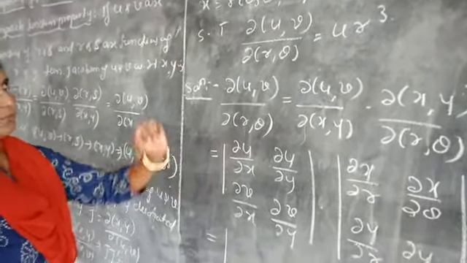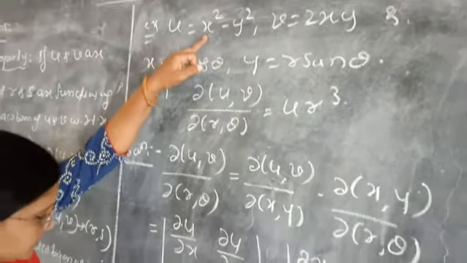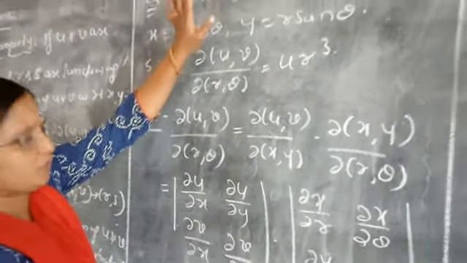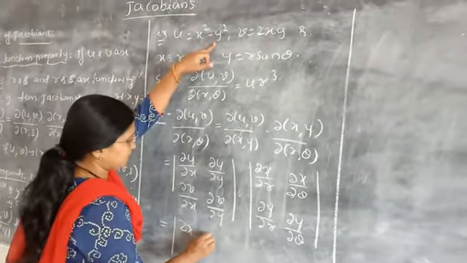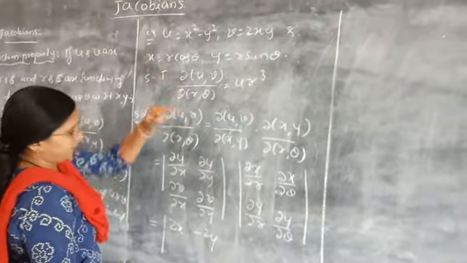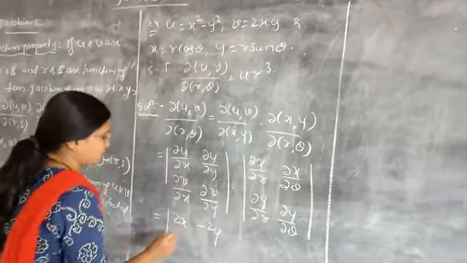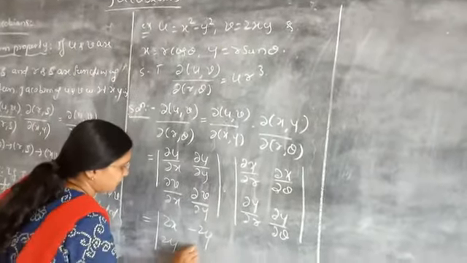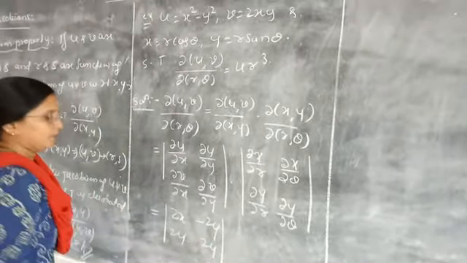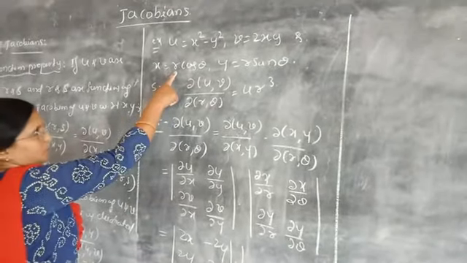First, ∂u/∂x: u is given, so ∂u/∂x is the derivative of x square, which is 2x. ∂u/∂y is 0 for this term, and this one is minus 2y. ∂v/∂x: the derivative of x is 1, 2y is constant, so this is 2y. ∂v/∂y: 2x is constant, the derivative of y is 1.